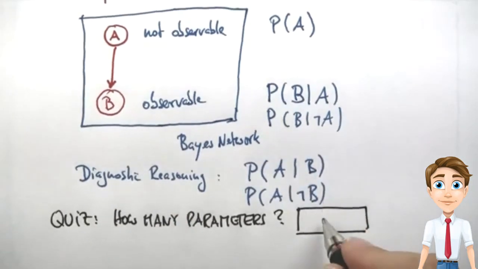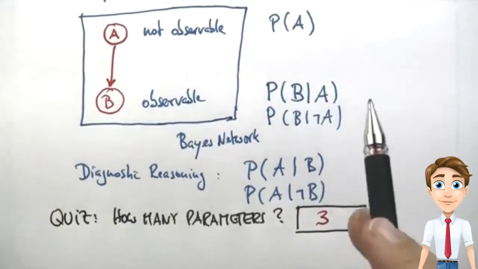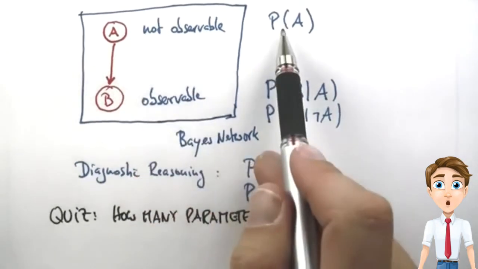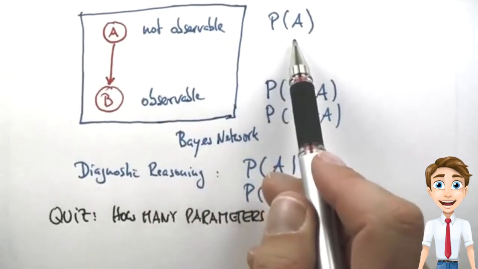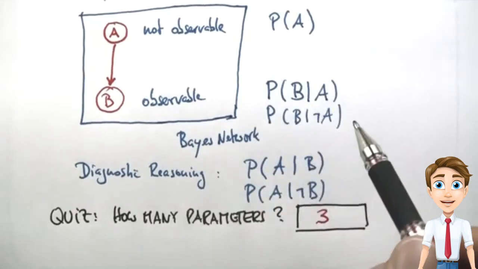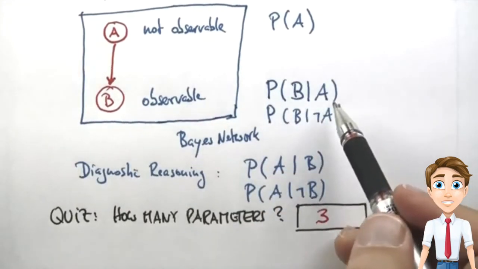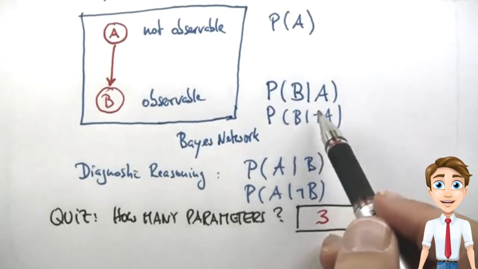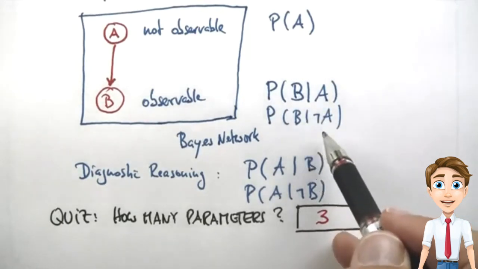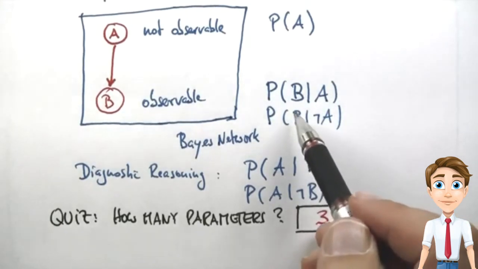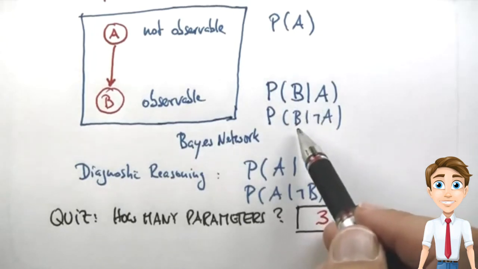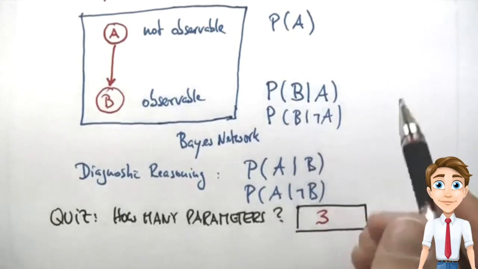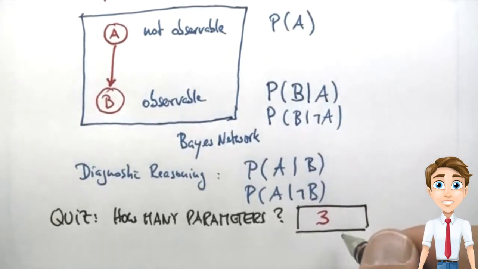And the answer is 3. It takes one parameter to specify P of A, from which we can derive P of not A. It takes two parameters to specify P of B given A and P of B given not A, from which we can derive P of not B given A and P of not B given not A. So it's a total of 3 parameters for this Bayes network.